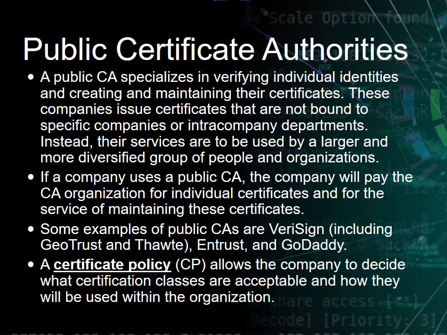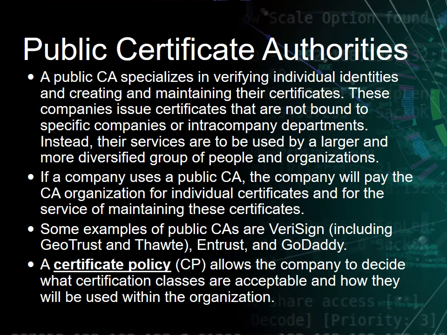A public certificate authority specializes in verifying individual identities and creating and maintaining their certificates. These companies issue certificates that are not bound to specific companies or inter-company departments. Instead, their services are to be used by a larger and more diversified group of people and organizations. If a company uses a public certificate authority, the company will pay the certificate authority organization for individual certificates and for the service of maintaining these certificates. Some examples of these public certificate authorities are VeriSign, Entrust, and GoDaddy.